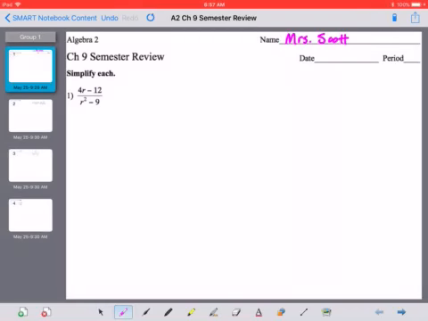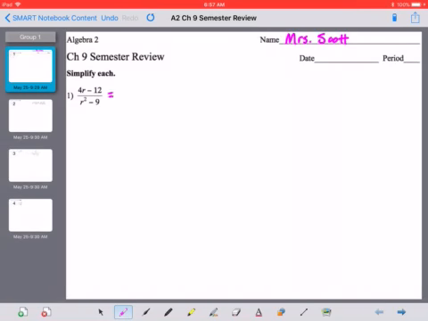So today I'm going to work through a few problems with you on the Chapter 9 material that you'll find on the semester review. So let's start here with number 1. We have to simplify this rational expression or this fraction. So we're just really factoring everything that we can.